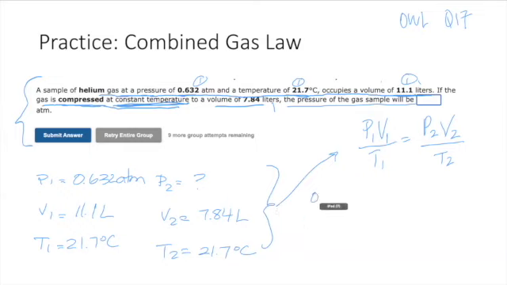We need to make sure that our units are the same on both sides. They're both liters on both sides. They're both degrees Celsius on both sides. And obviously whatever P2 ends up being will be in atmospheres. So I'm going to go ahead and fill this in.